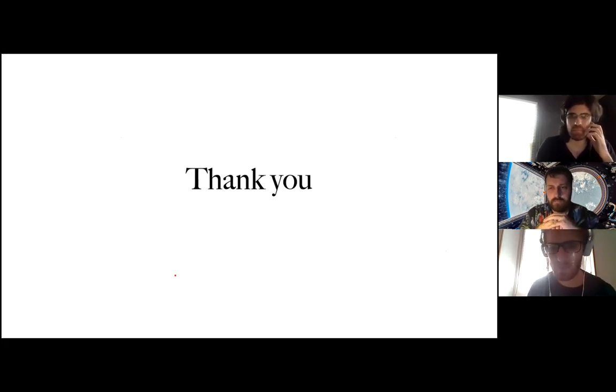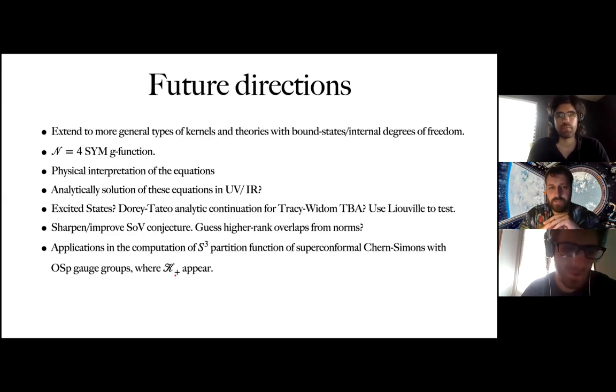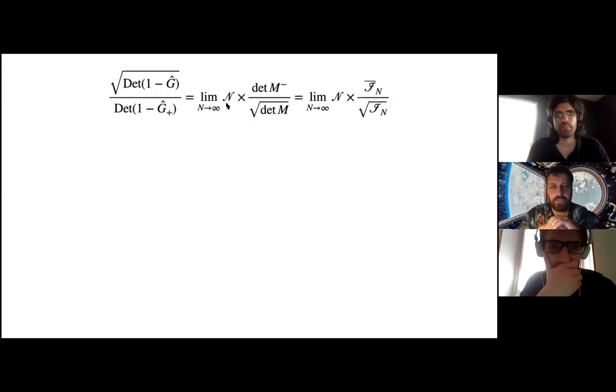We have time for more questions. So this coefficient in this SOV type of formula, which you don't know, is that an indication that it is kind of simple?